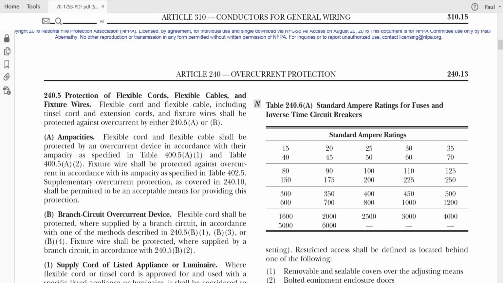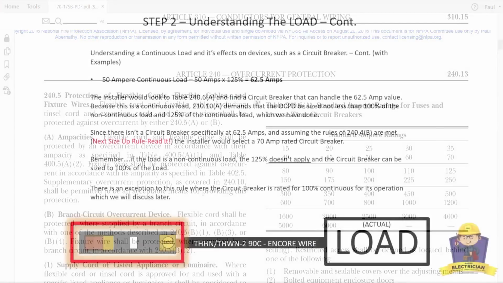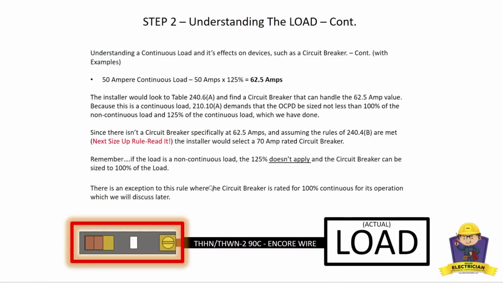So if I meet all those rules, then the next size up rule pertains to me and I can utilize it. That's why I was able to get from a 62.5 up to a 70 amp overcurrent device. Remember these rules for circuit breakers or fuses. Actually, it's just a rule for overcurrent devices.